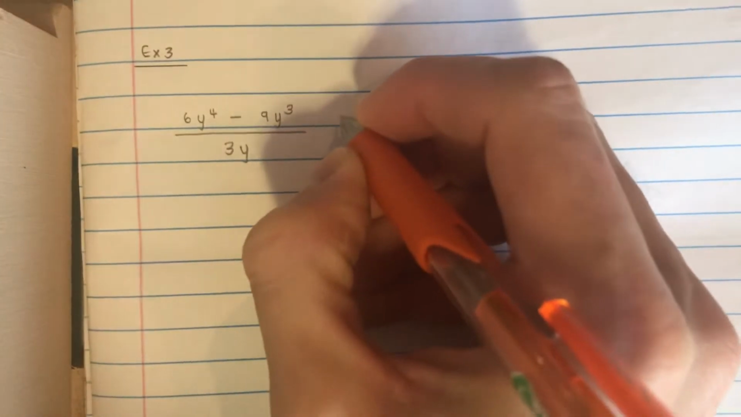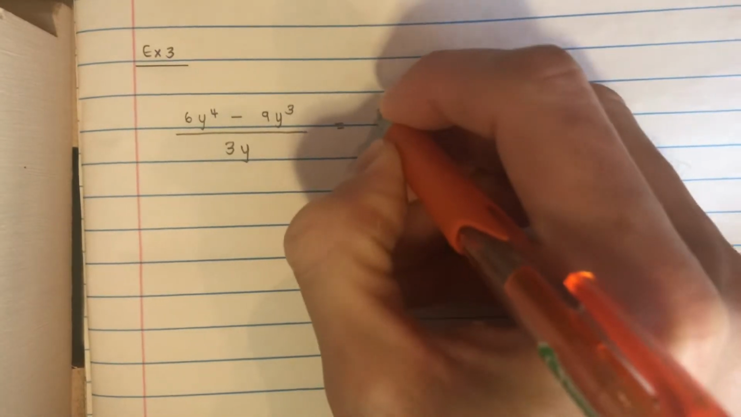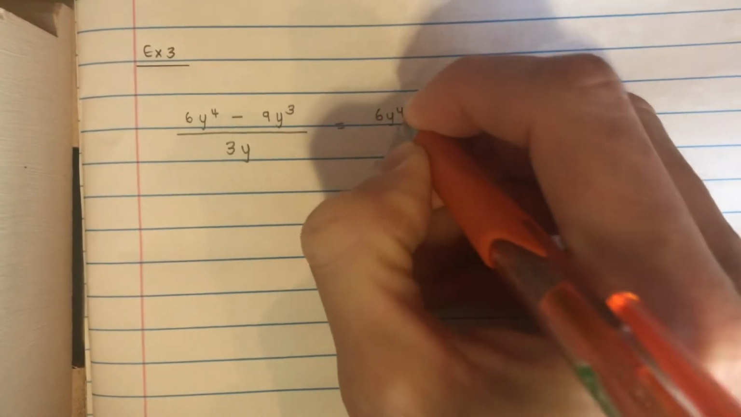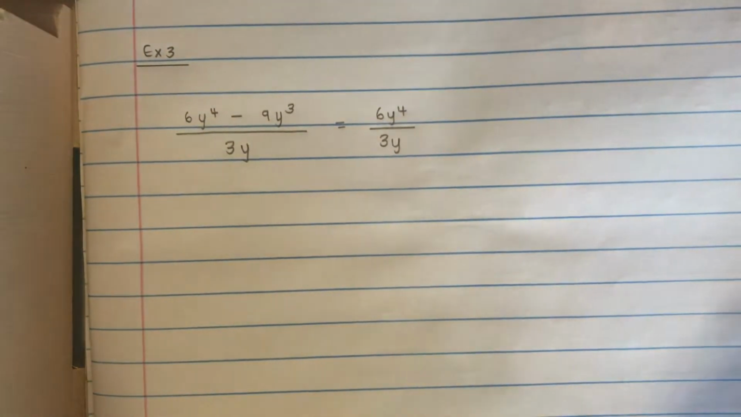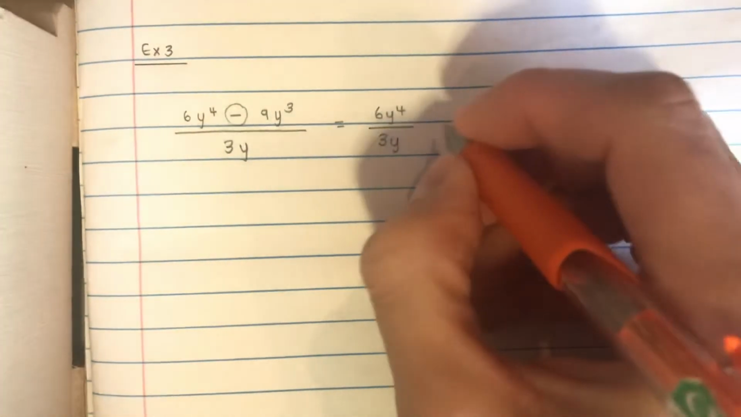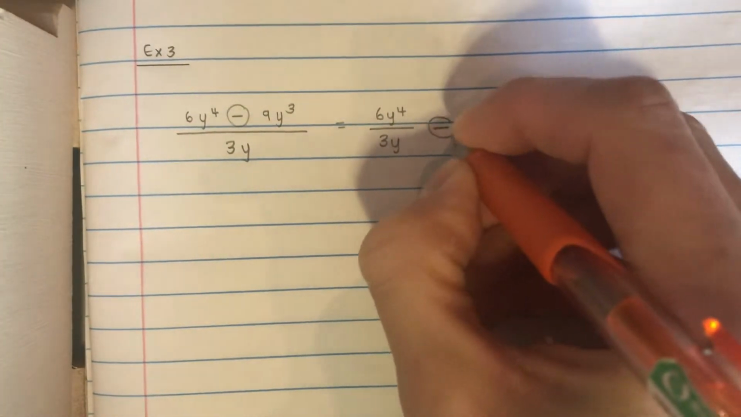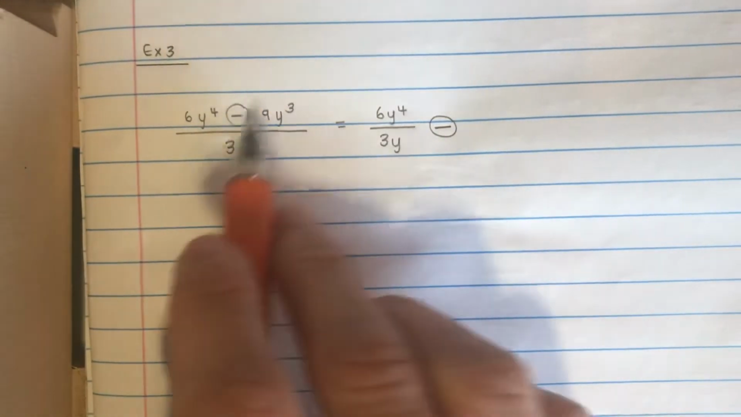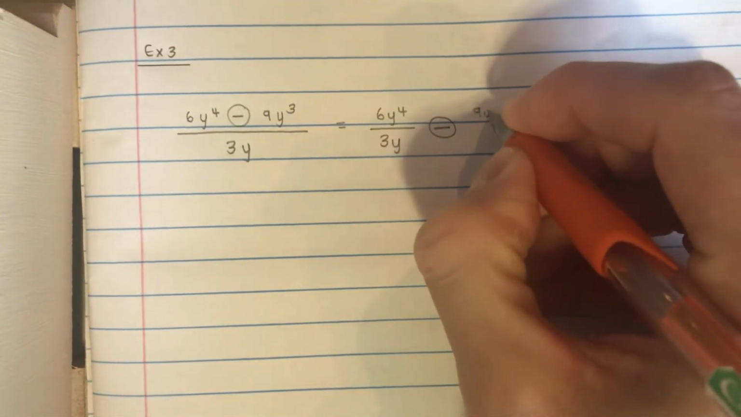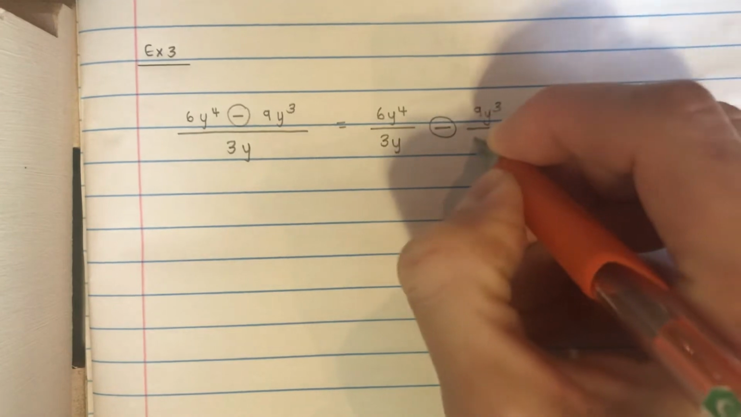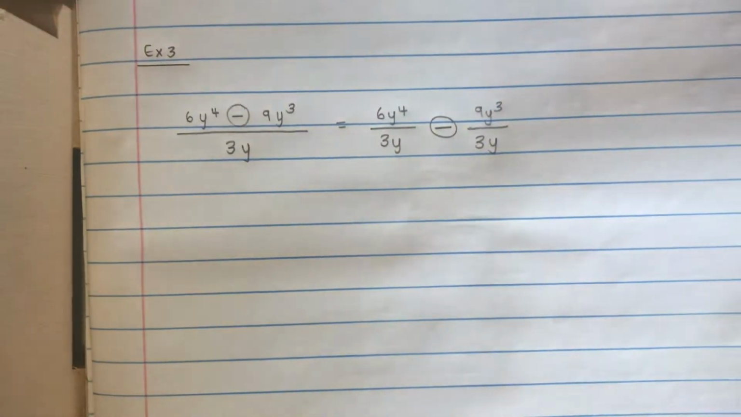So what do we need to do? We need to write this as two fractions. Okay, so we'll do that. We will say it's equal to 6y to the power of 4 over 3y. That's the first one. And then we use that negative sign to be in between the two fractions. So this negative sign is the same as that negative sign. And then we have the 9y to the power of 3 over 3y.